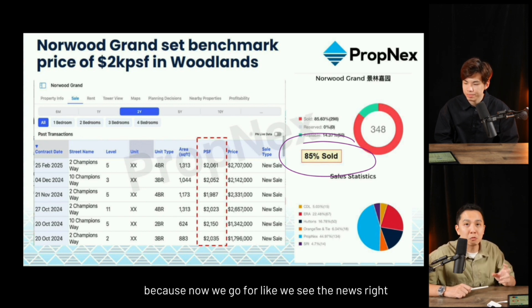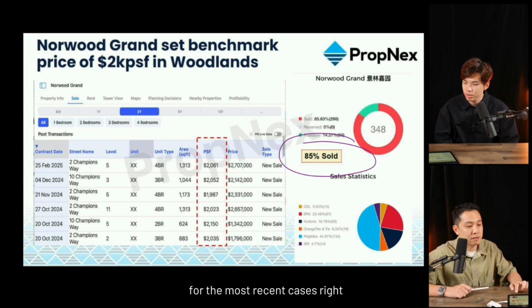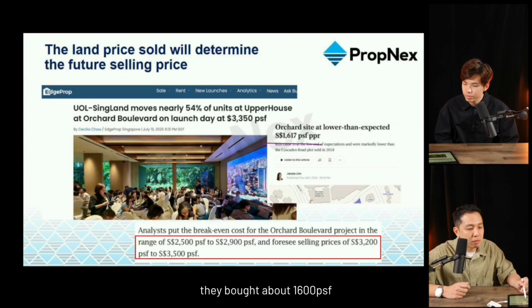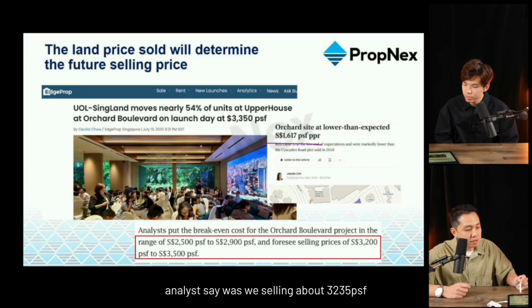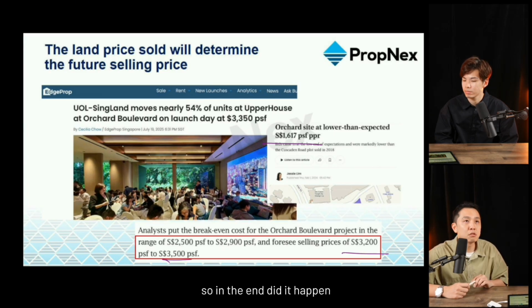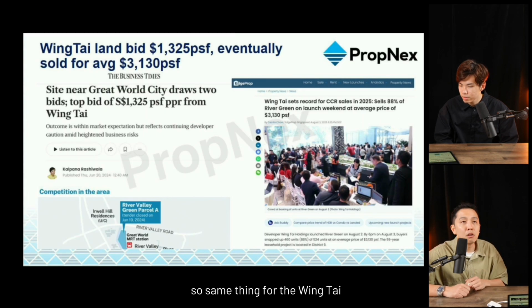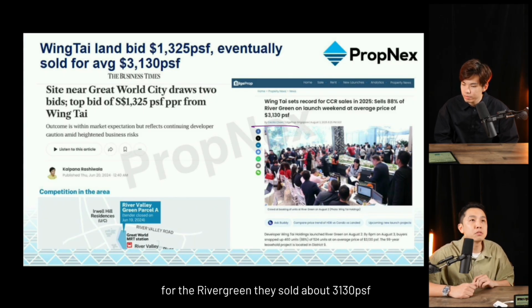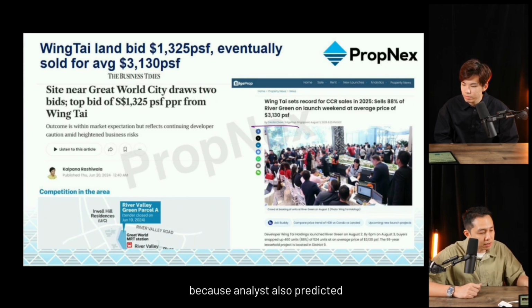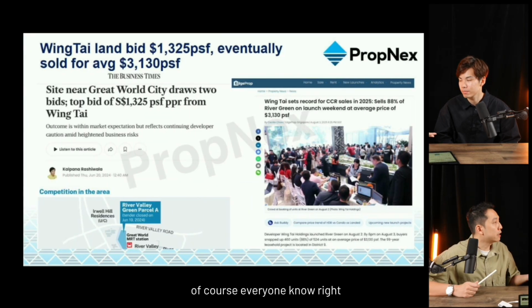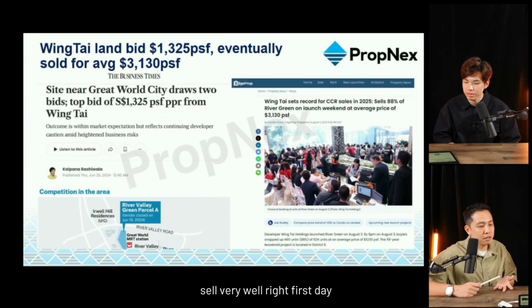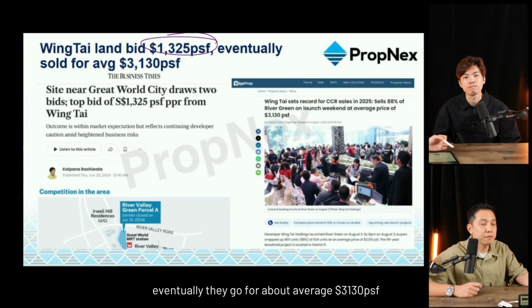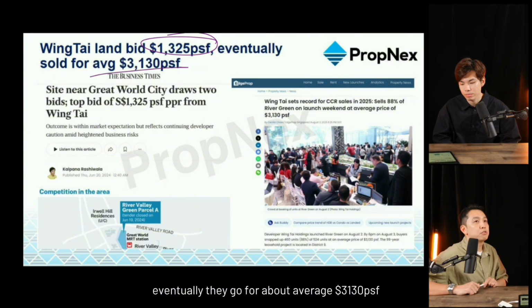Because now we look at the news for the most recent cases. For Upper House, they bought at about 1,600 per square foot, and analysts said it would be reselling at about 3,235. So in the end, did that happen? Same thing for River Green, they sold at about 3,130 because analysts also predicted it. Everyone knows River Green sold very well on the first day. The land was about 1,325, and eventually they went for an average of about 3,001.